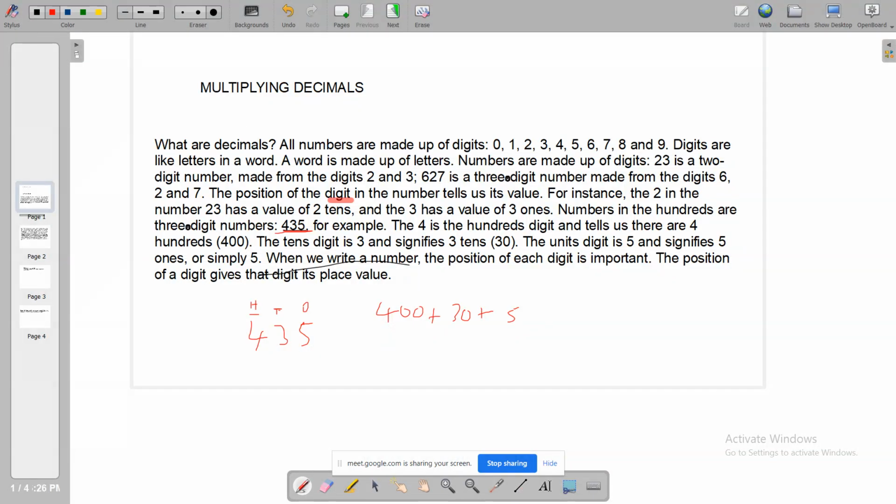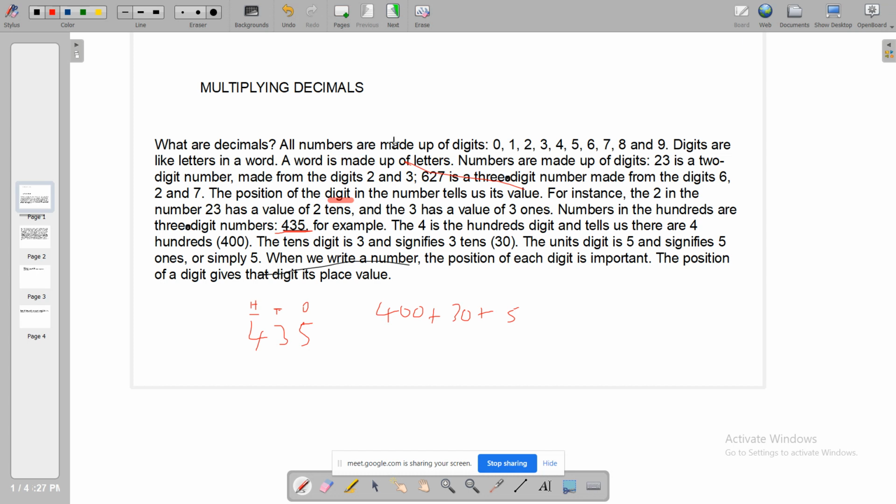so whatever we are saying here is simple. We are saying all numbers are made up of digits which start from 0 to 9. So the highest digit we have is 9. In the same way as your alphabet, digits are like letters in a word. A word is made up of letters. Numbers are also made up of digits. So 23 is a 2-digit number made from the digits 2 and 3.